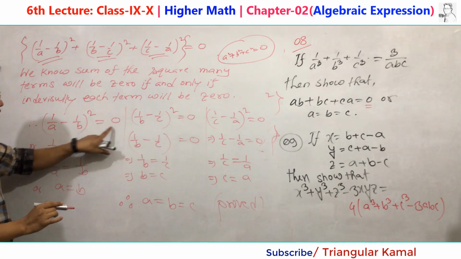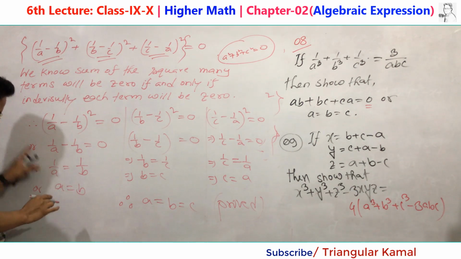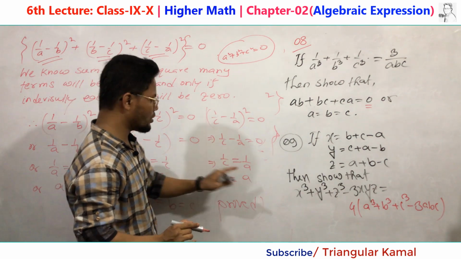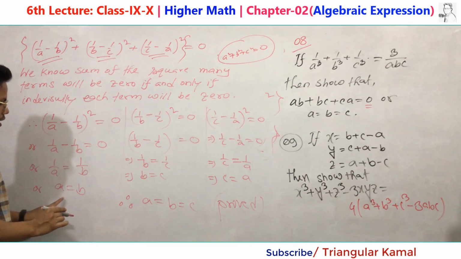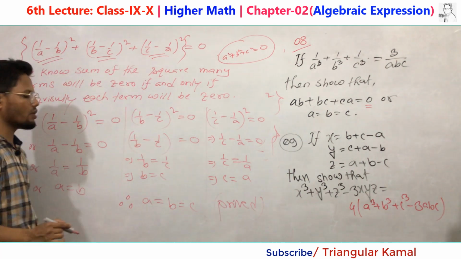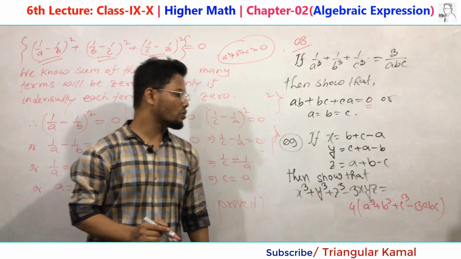So considering the first one 0 and eliminating the square, then doing cross multiplication, a equals b. Similarly here b equals c, and from the third part c equals a, and considering a equals b, b equals c, c equals a. So together we can write here a equals b equals c, and this is our requirement.